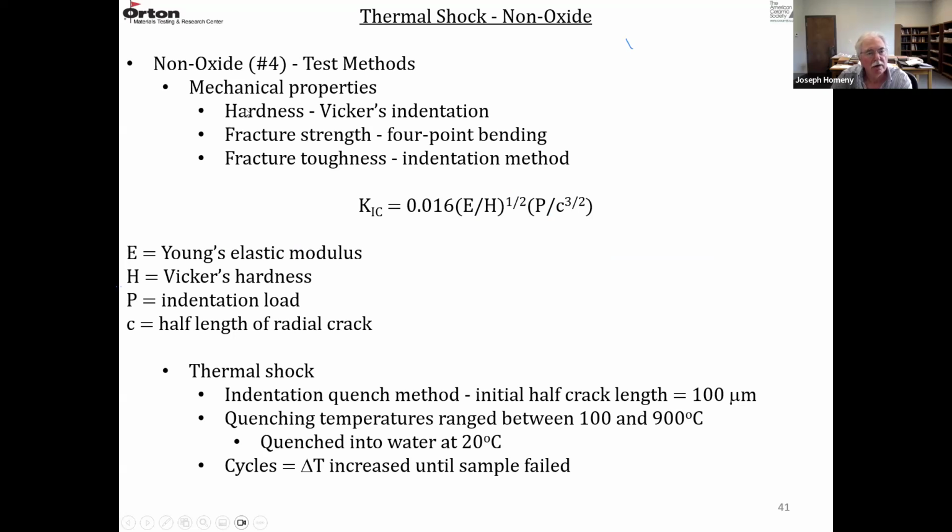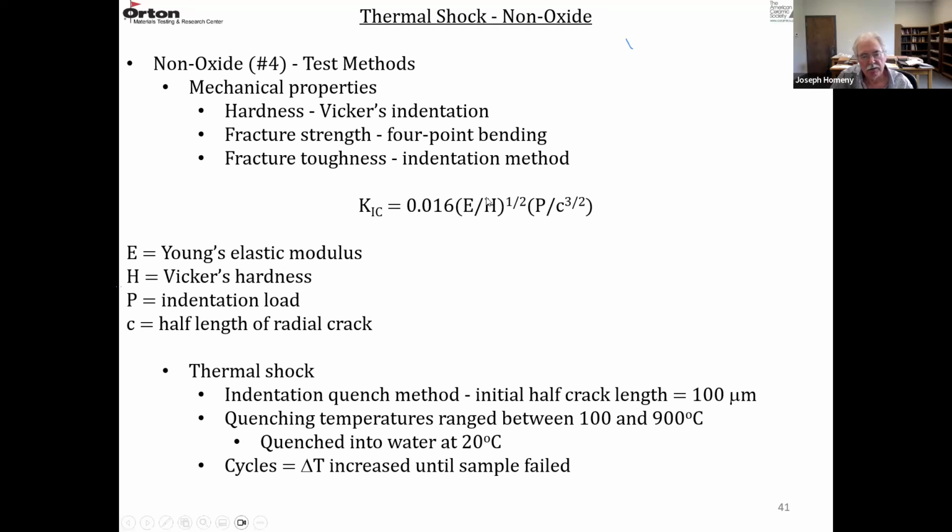For mechanical properties, they measured hardness by Vickers indentation method. They measured strength in 4-point bending, and they measured fracture toughness by this indentation method. So K1C here is given by this equation, 0.016 times E over H, E is the Young's elastic modulus, H is the Vickers hardness, that's to the 1/2 power. And that's times P, which is the indentation load, divided by C to the 3/2 power, which C is the half crack length of the radial crack from the indentation.